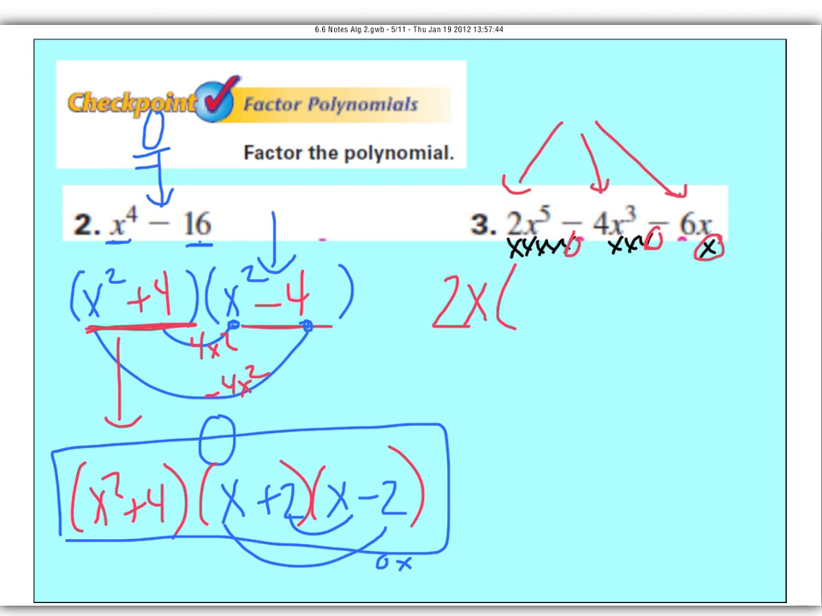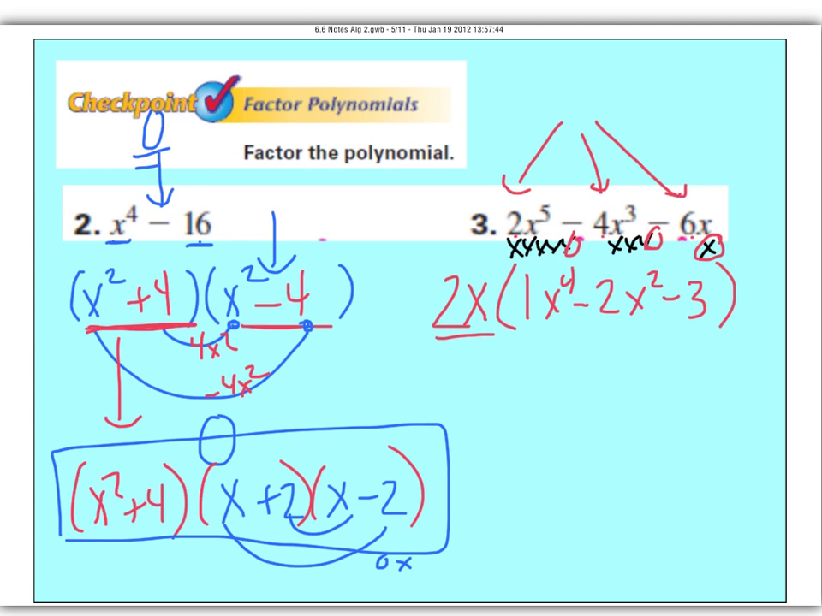So to simplify, 2 divided by 2 is 1. Pulling out 1x leaves me with 4. Negative 4 divided by 2 is negative 2. Pull out 1x leaves me with 2. Negative 6 divided by 2 is negative 3, and that 1x is gone.